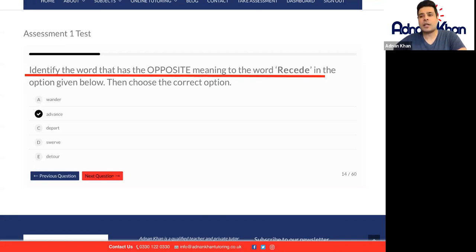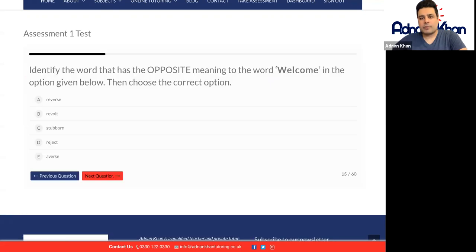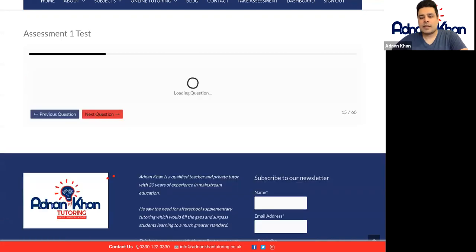Remember, we're doing opposites. Recede means to move backwards. Advance means to move forwards. Okay, so let's just lock this particular question in and move on to the next one. There we go. So identify the word that is opposite in meaning to the word welcome. Okay, so welcome means that you're greeting someone. So the opposite word is to reject someone. So let's lock that in and go on to the next one.